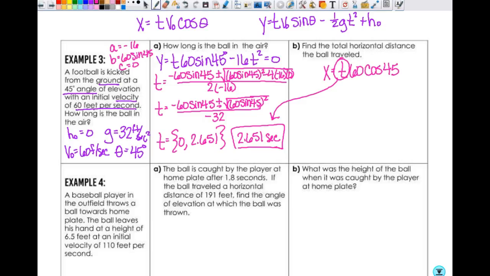And when you do this, you're going to get x equals, and it actually comes out prettier than you would think, because when you store it correctly, you're going to get 225 over 2, and we can just put 112.5 feet.